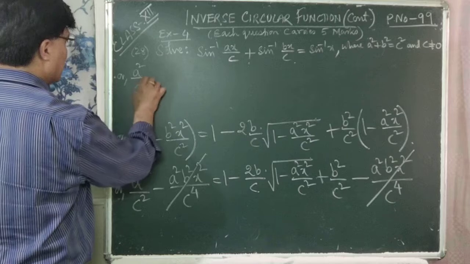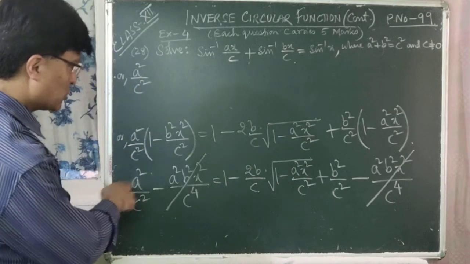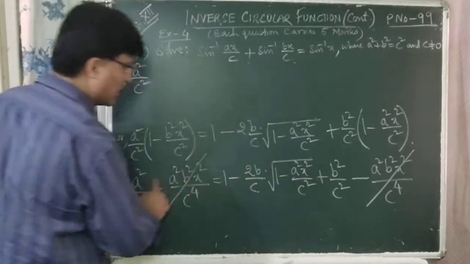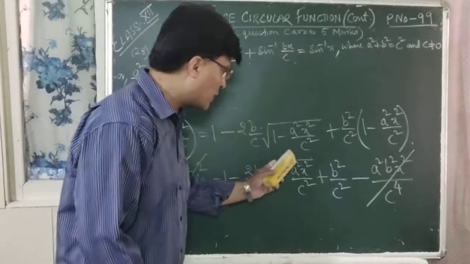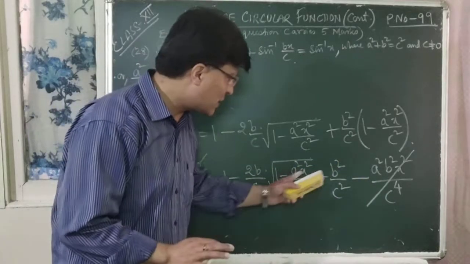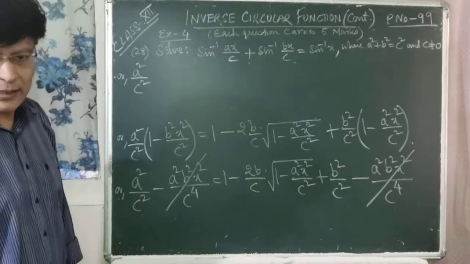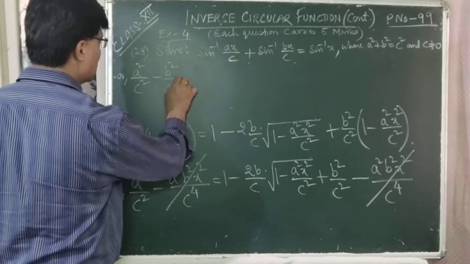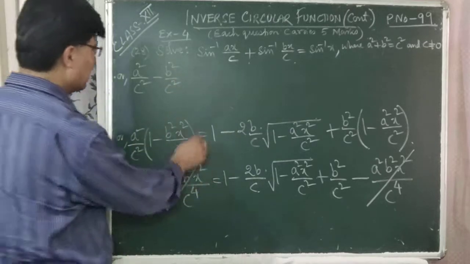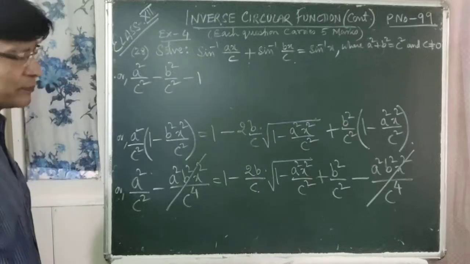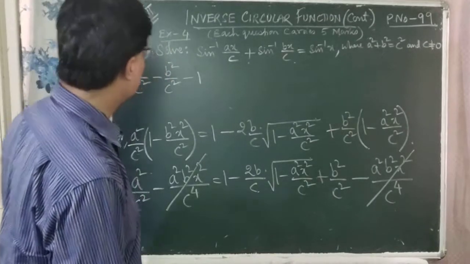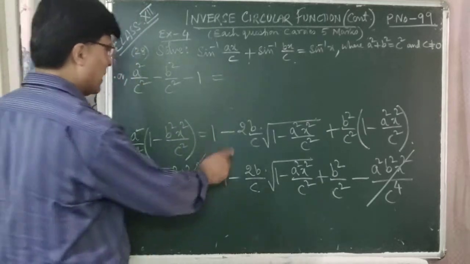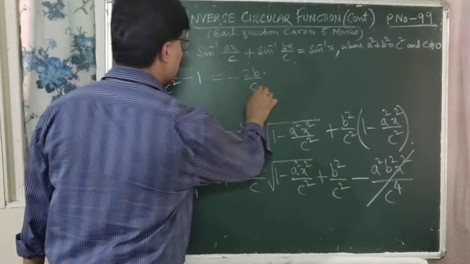It is a square by c square, right? It is a square by c square. Then this is minus. When this goes to the right hand side, let us keep this square root on the right hand side, but let us take this b square by c square on the left hand side. So it is a square by c square minus b square by c square, right? Then this is minus 1. Is it clear now? This is minus 1, which is equal to minus 2b by c, minus 2b by c.